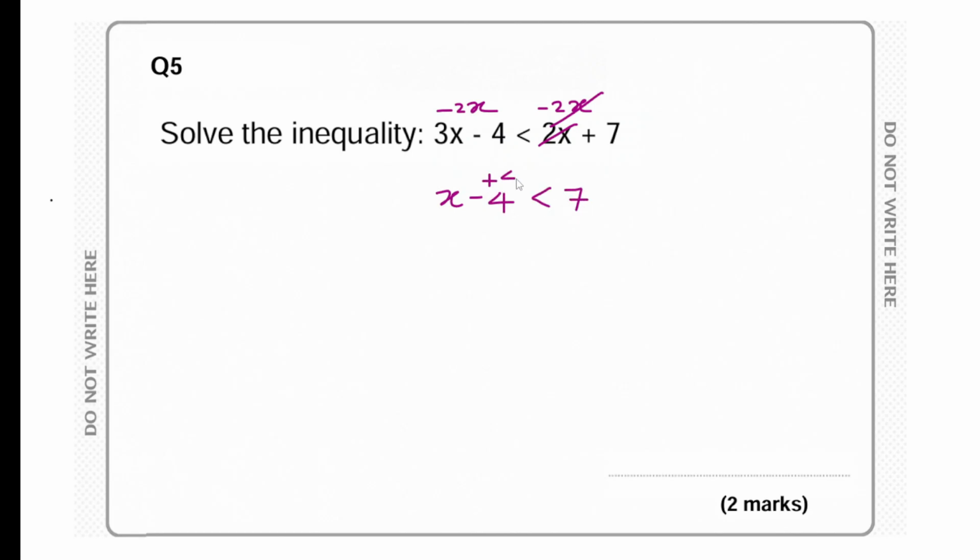The opposite of negative 4 is add 4 to both sides. And these 2 get cancelled out. The final answer is x is less than 11.